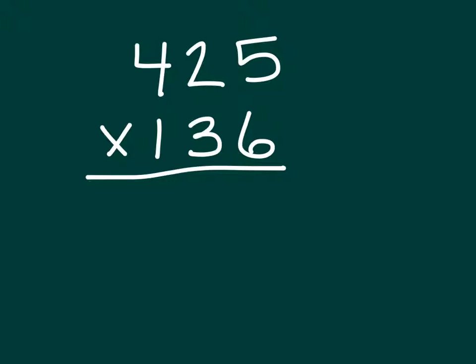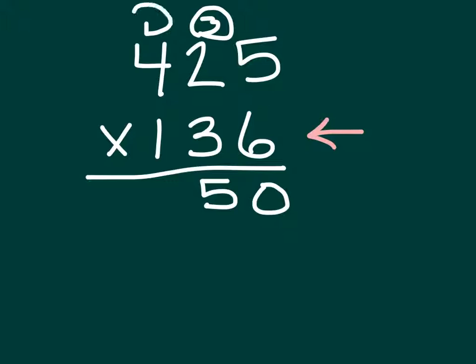Now let's try multiplying 3 digits times 3 digits. The process here is still the same. We will just have 3 partial products because there are 3 numbers that we're multiplying by. So again, we start multiplying from the bottom using the 6 in the ones place, multiplying it across the top number. 6 times 5 is 30. 6 times 2 is 12, plus 3 is 15. And 6 times 4 is 24, plus the 1 is 25.